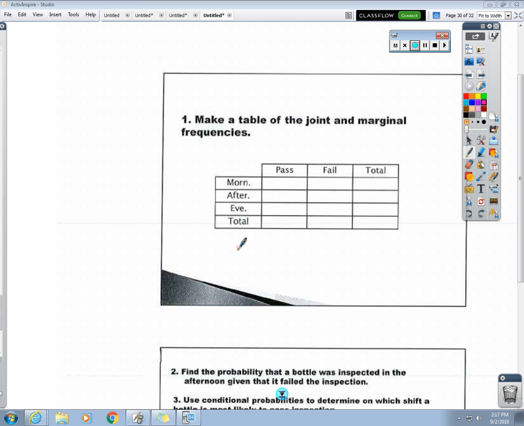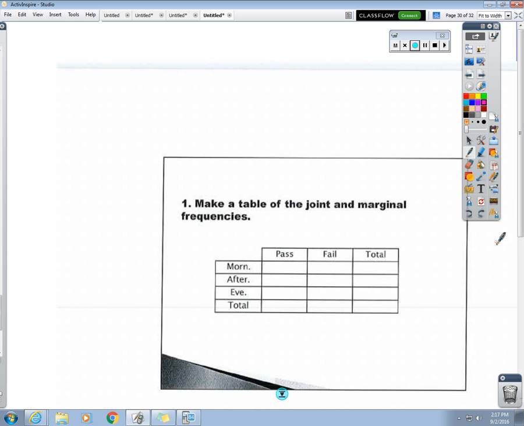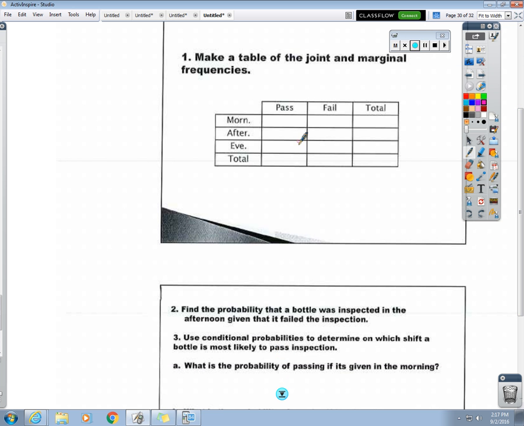Yesterday we filled out a table on page 28, and it was about a juice bottling factory, and technicians randomly selected bottles and marked them as pass or fail. So if you flip back, you'll see where we filled out that table yesterday. Today we're going to be filling out a joint and marginal frequency table. Okay, so this is where we put our percentages.